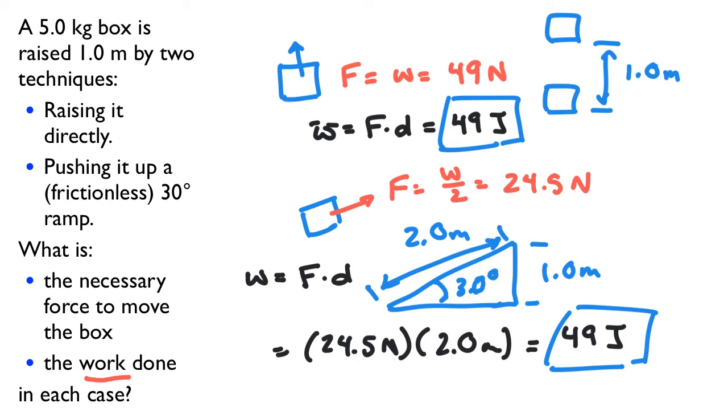And that makes sense because we have conservation of energy. The box begins at a certain height. It goes up by 1 meter. And however I get it there, I've increased its potential energy by 49 joules. How much work do I have to put in? 49 joules no matter what I do, okay? So it can take less force, and in fact it does, but it can't take less work to get the box up the ramp. So that's an example of using work to kind of like calculate an answer to a problem.